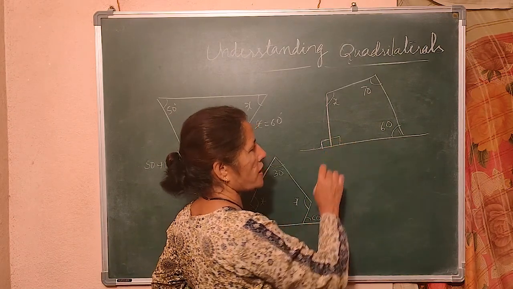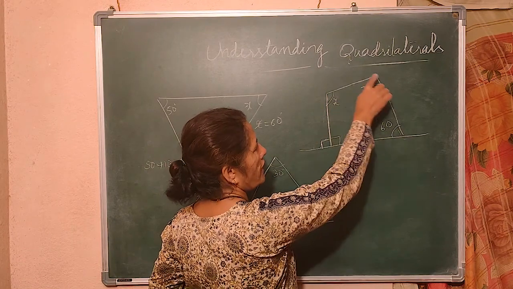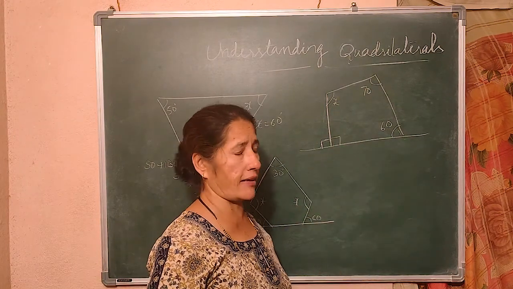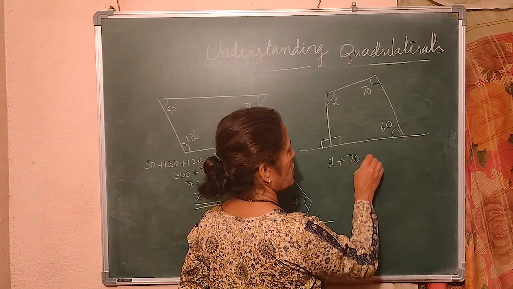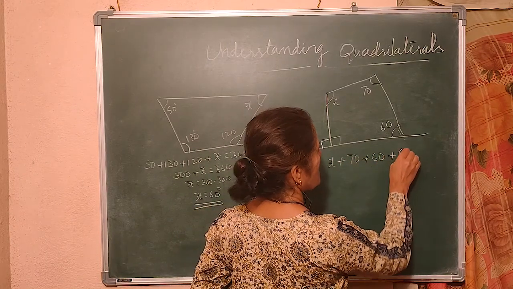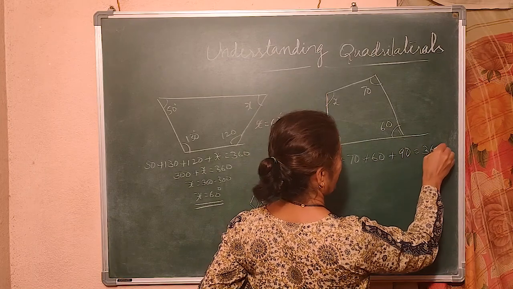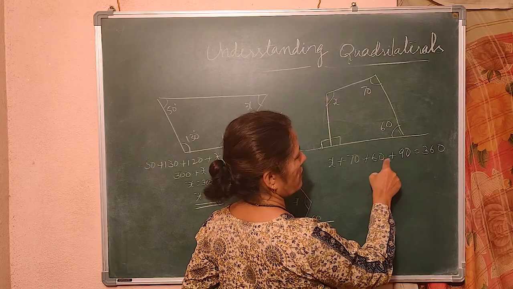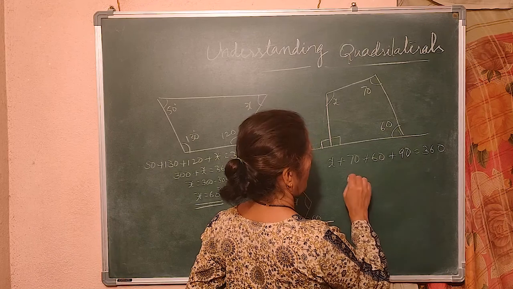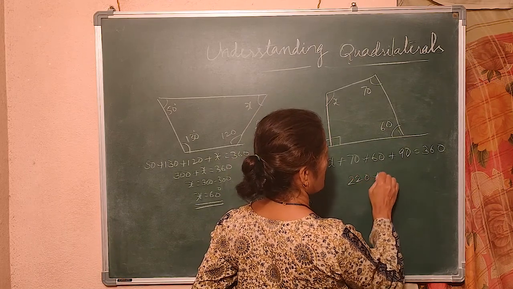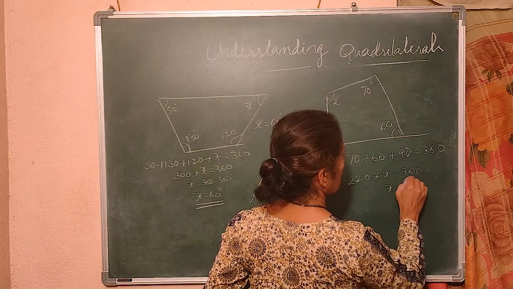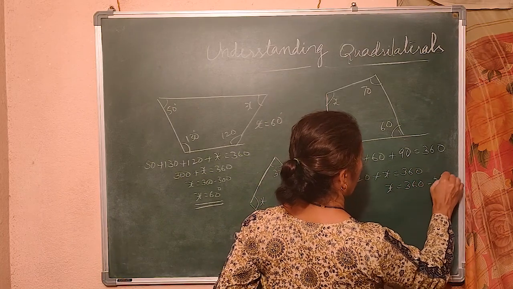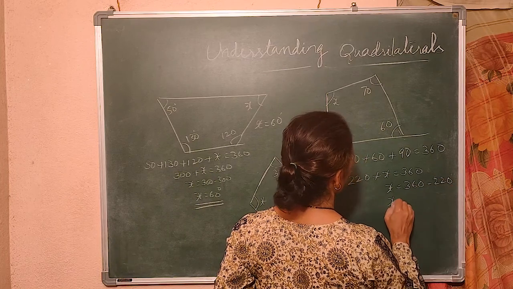So this is how much? 90. So what type of figure is it? It is a quadrilateral. So I say x plus 70 plus 60 plus 90 is equal to 360. Right? 70 plus 60 is 130, plus 90 is 220. So 220 plus x is equal to 360. So x is equal to 360 minus 220, which is 140.